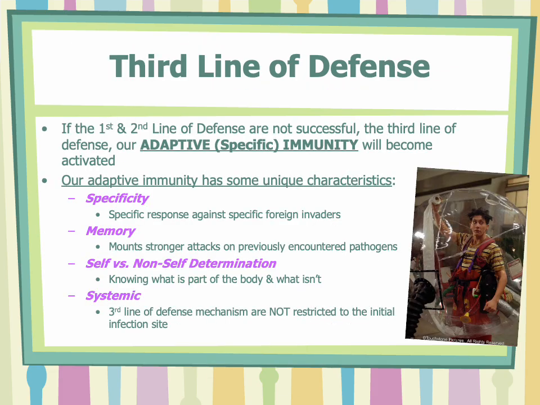Now we're gonna talk about the third line of defense. This is something we're gonna adapt to. It's the adaptive immunity. It has four functions. It's specific because it's specific to specific foreign invaders. We can remember who they were, meaning those invaders, so we can mount a response later in life when we see them again. And also it differentiates self from other, okay? What is our body and what is not. And then systemic. This third line of defense is not restricted to an infection site.